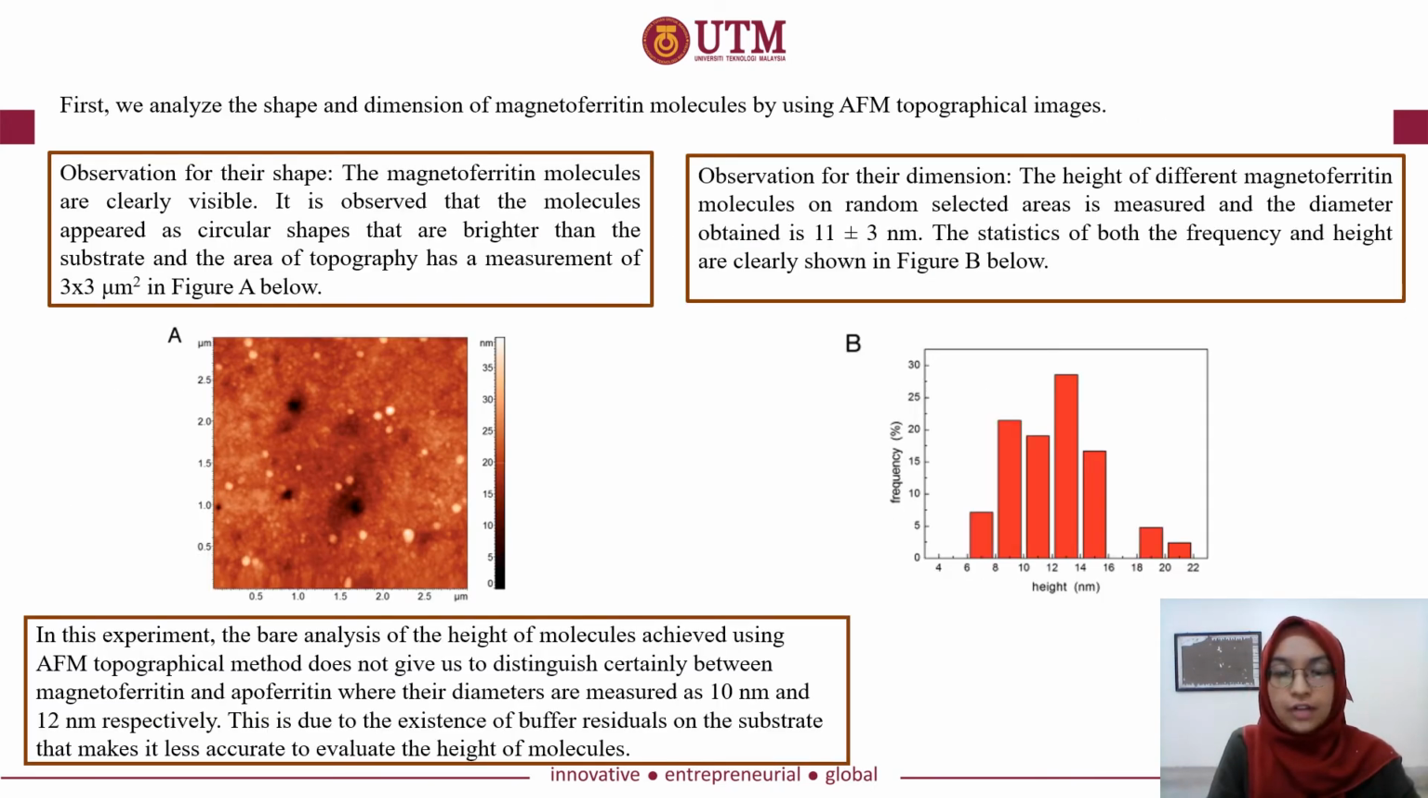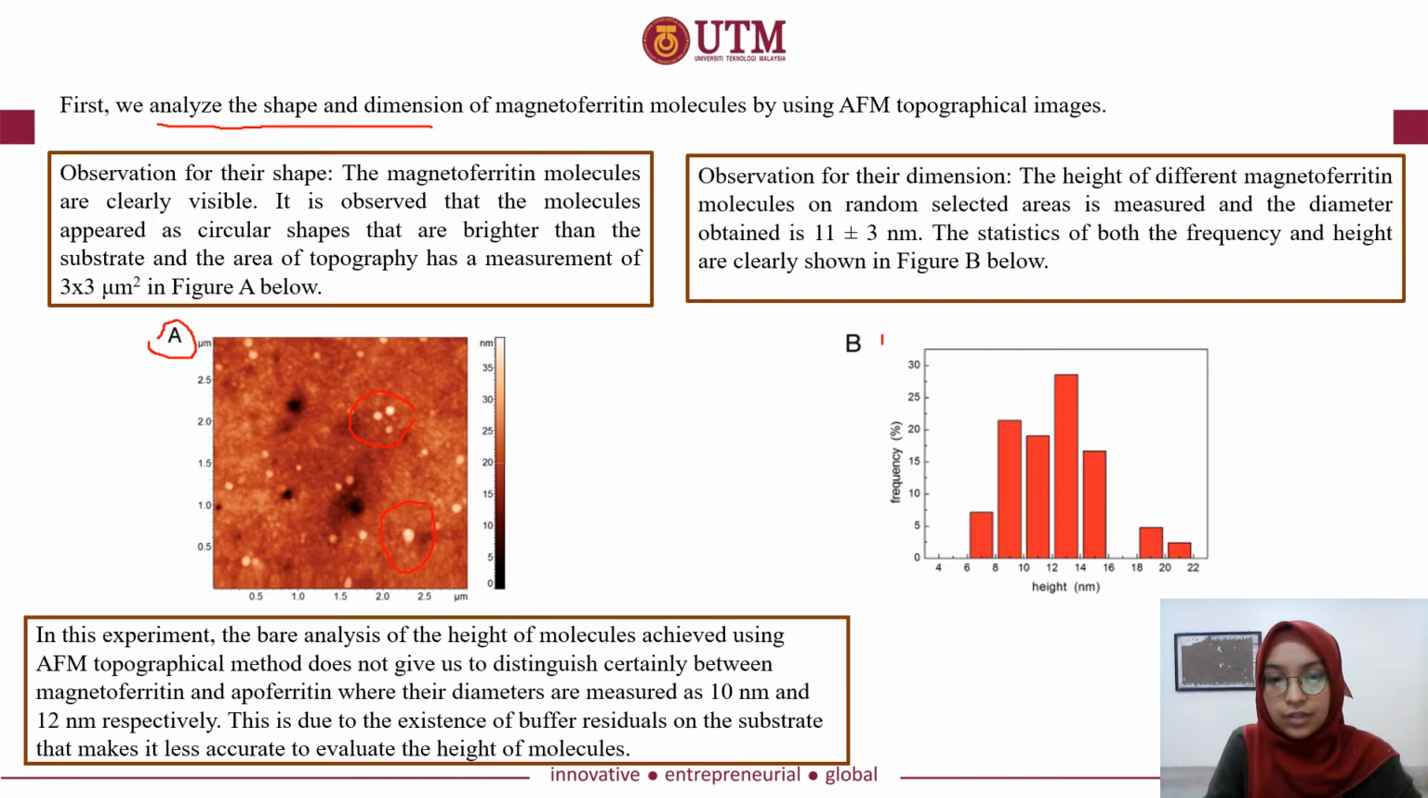The first step of our experiment is we have to analyze the shape and dimension of magnetoferritin molecules by using AFM topographical images. As we can see here in figure A, this is the observation for their shape. The magnetoferritin molecules are clearly visible. It is observed that the molecules appear as circular shapes that are brighter than the substrate. As you can see here, all these brighter circular shapes are the magnetoferritin molecules, and the area of topography has a measurement of 3 times 3 micrometers square.